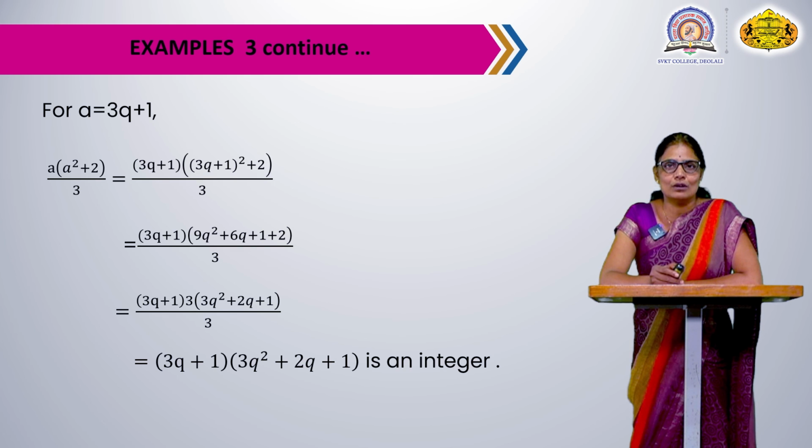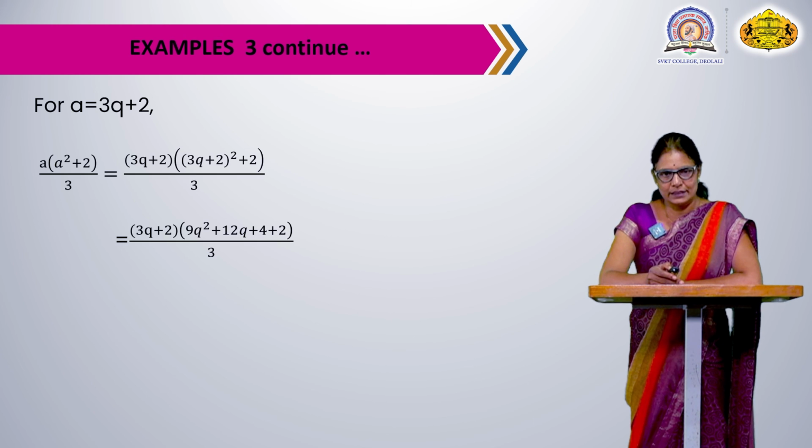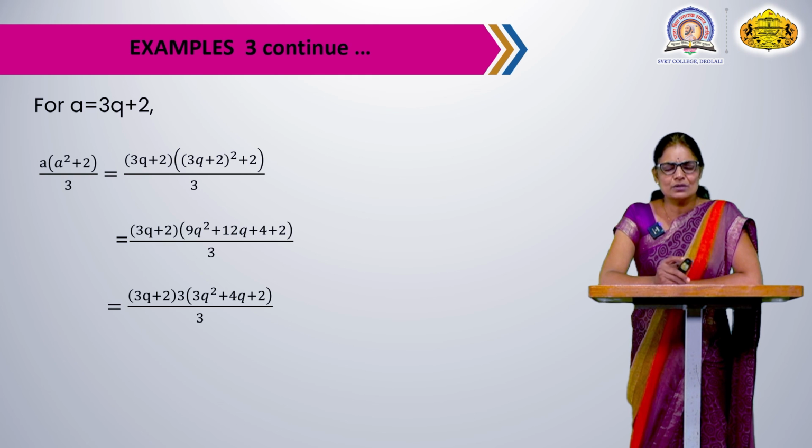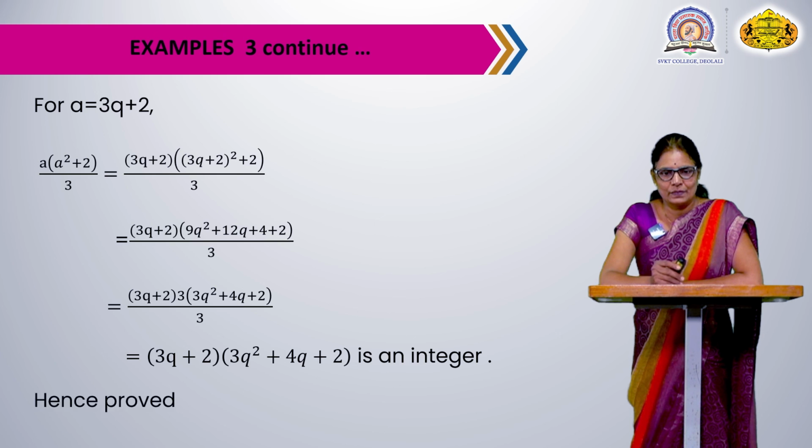Do the same thing for the third case, that is take a equals to 3q plus 2. Now just put the value in the given expression and simplify it. Just do this, it is very easy, not so hard. And in this case also we can easily take 3 as a common from the second bracket. 3 gets cancel. So this is remaining expression, and which is an integer because q is also an integer. So it proved our given result or the example.